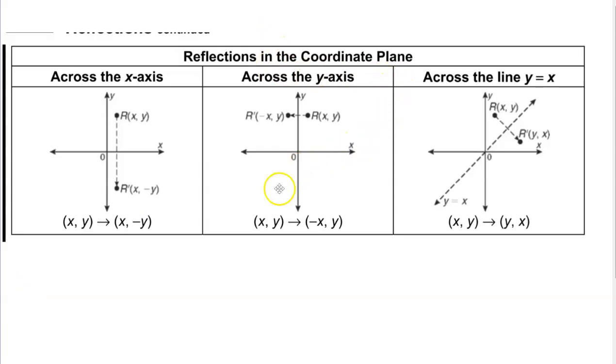Today we are looking at reflections in a coordinate plane. Here we're going to talk about a lot of different reflections. Here are three of the main ones: when you reflect across the x-axis, the y-axis, or y equals x, which is this diagonal line.